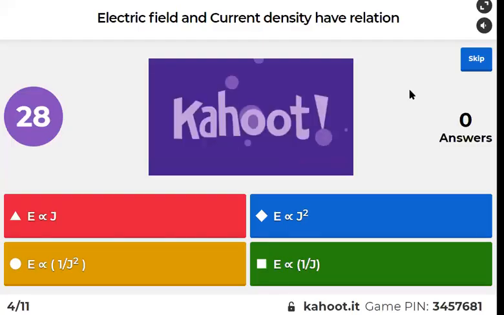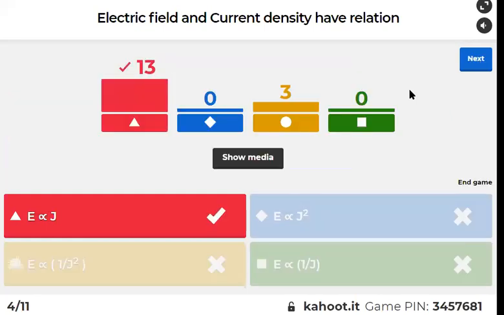Electric current, electric field and current density have relation. Yes. Again, same formula, right? Yes or no? J is equal to sigma E.